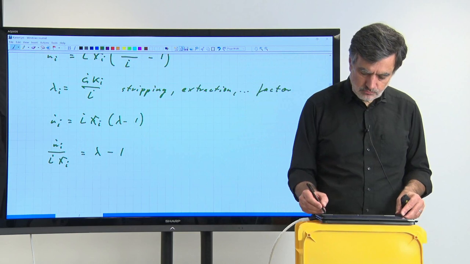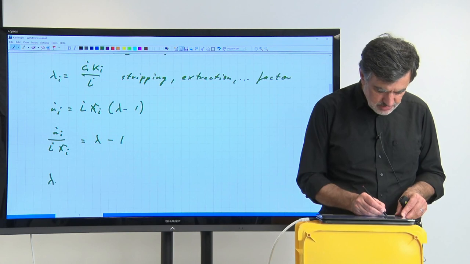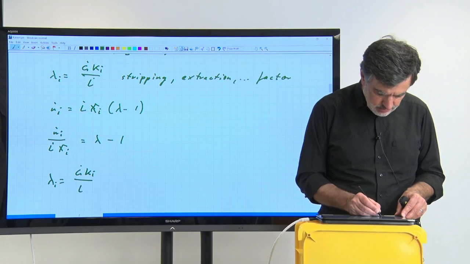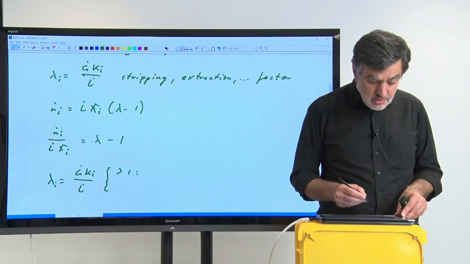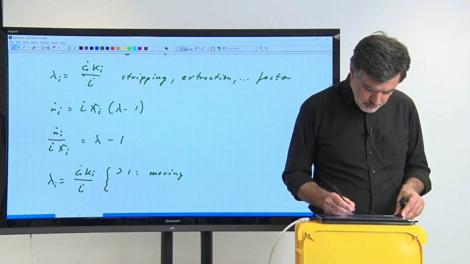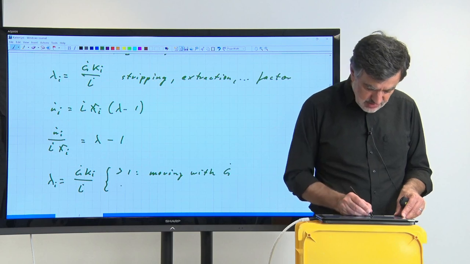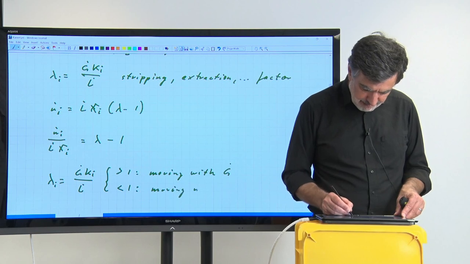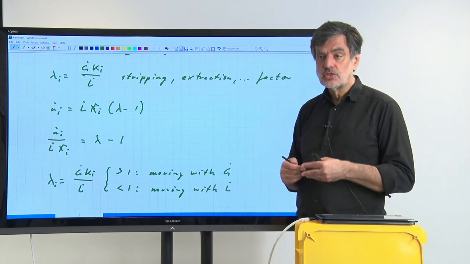So we can write, I'll write both variables, lambda i equals Ġ ki over L̇. If that is larger than 1, then the component is moving in positive direction with the Ġ. If it's less than 1, it's moving with the L̇. Of course, it's the net motion, the net movement of that component.